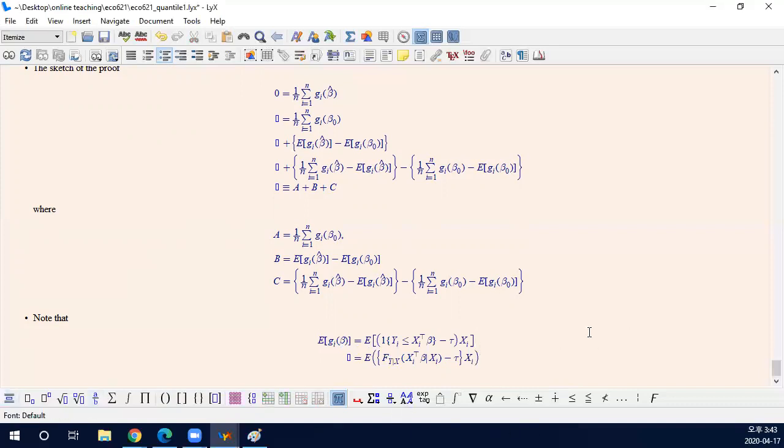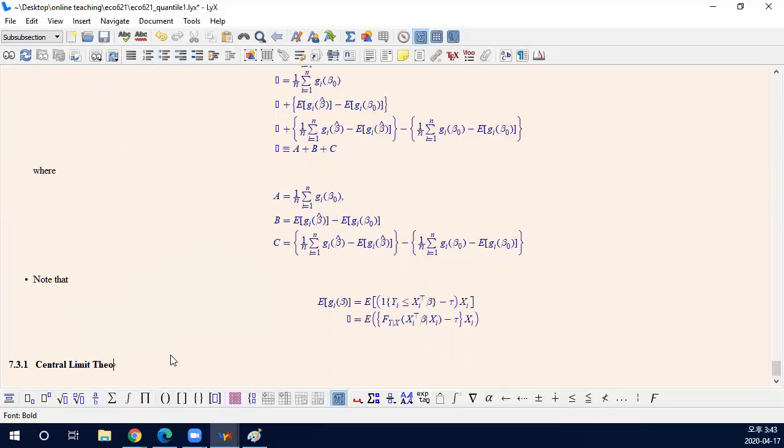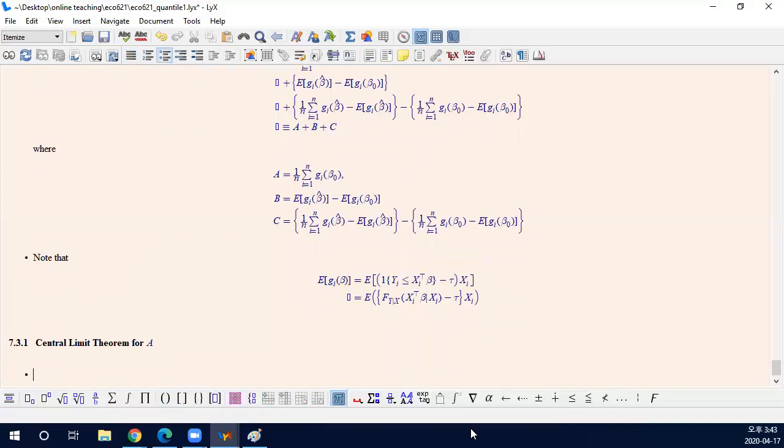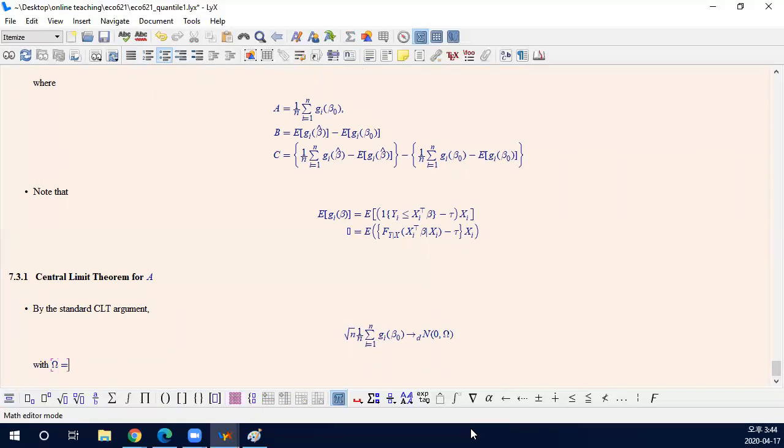And then now let's think about each term. A central limit theorem for A. And I believe it is easy enough. You can show that by the standard CLT argument. It converges to normal distribution with omega, where omega is the expected value of GI beta times GI beta transpose. The result is very simple, and I will write it as it is.